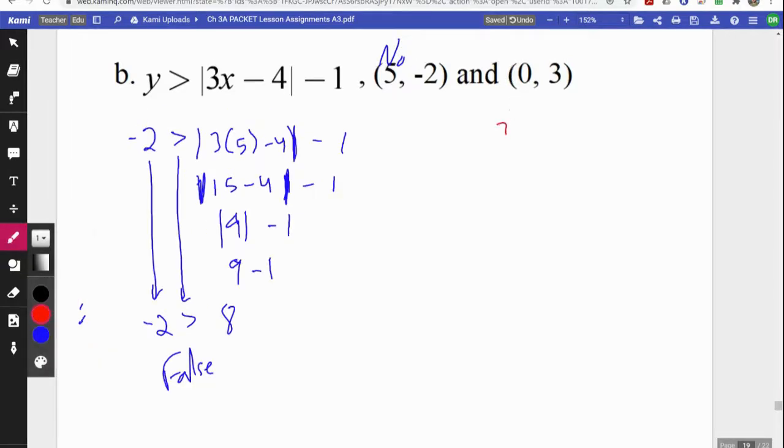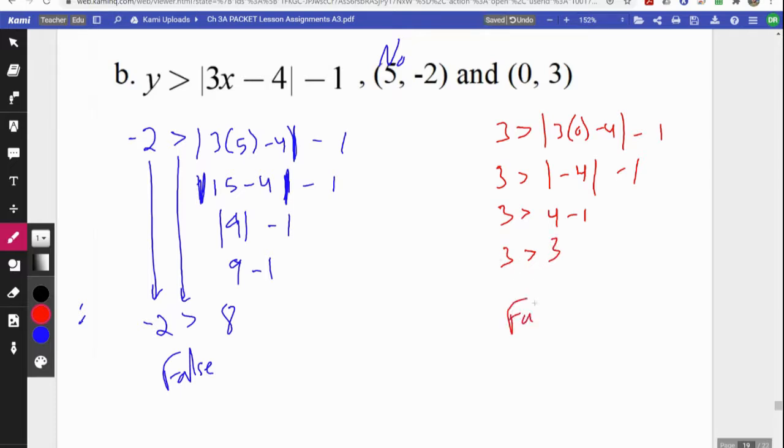0, 3. So 3 greater than absolute value, 3 times 0 minus 4, absolute value, -1. This would be 3 times 0 is 0. 0 minus 4 is -4. And the brackets are still there, but we can throw them away if we make this thing positive, and then 4 minus 1 is 3. So 3 greater than 3, that is actually also false.